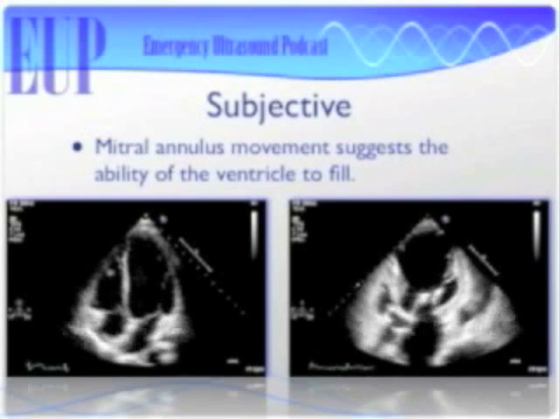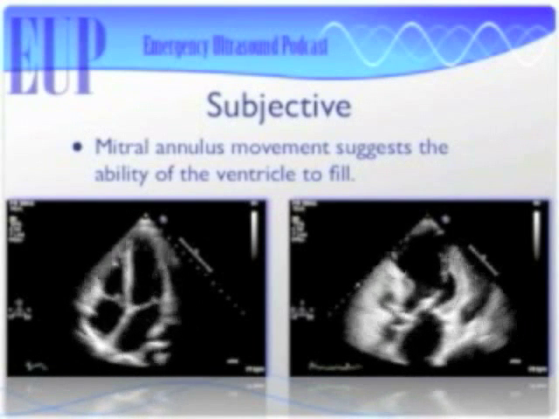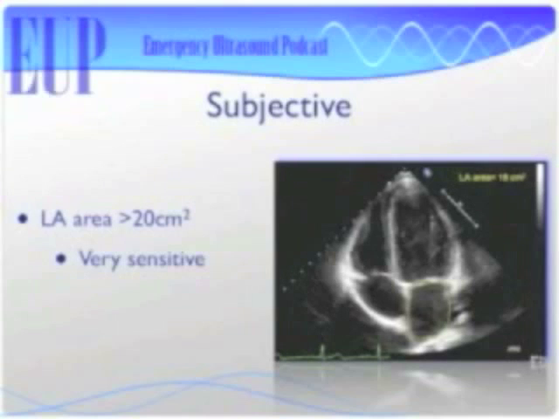So the poor descent of the base and the big left atrium are both signs that there's probably diastolic dysfunction in this patient. The left atrial area is actually pretty sensitive for diastolic dysfunction. If it's greater than 20 centimeters, you can be pretty confident the patient has diastolic dysfunction. That just means there's more pressure required to push blood into the left ventricle, so that pressure causes the left atrium to dilate.